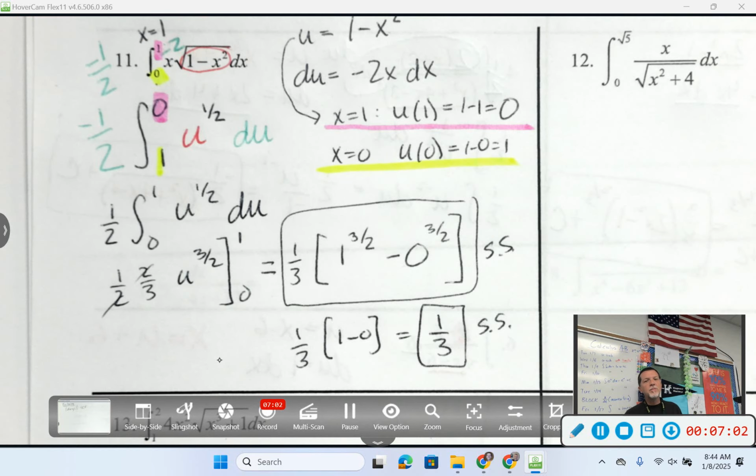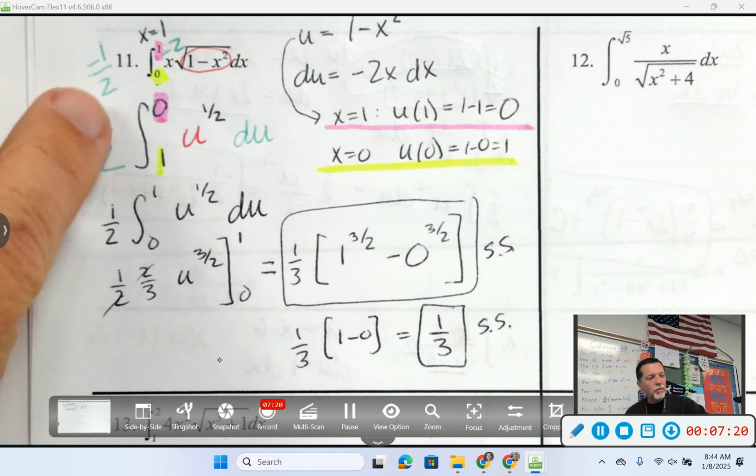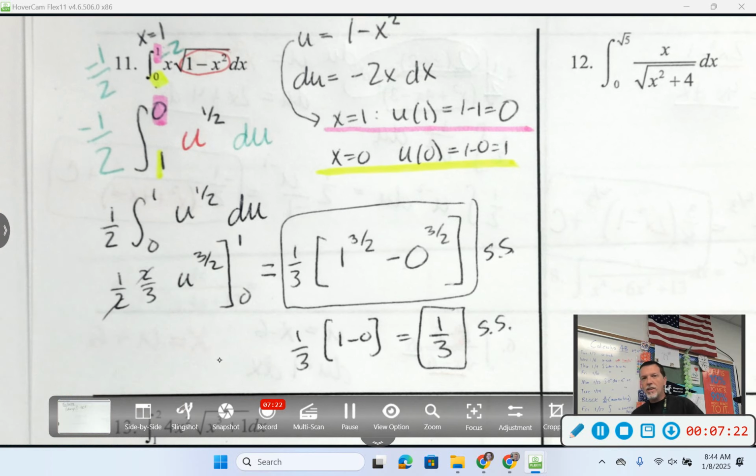So somebody explain to me, how is that different than what we did yesterday? What made this problem different than yesterday? What was different about it? Had to plug in the limits. Yesterday we didn't even have limits. Today we have limits, and we have to be careful because we have to make sure we've switched to u limits.